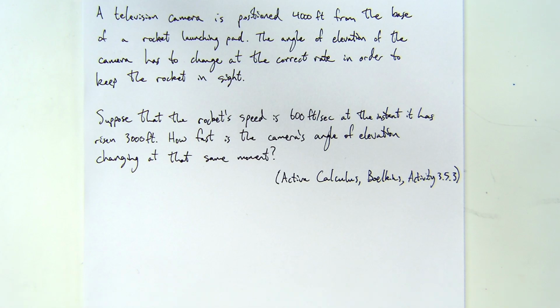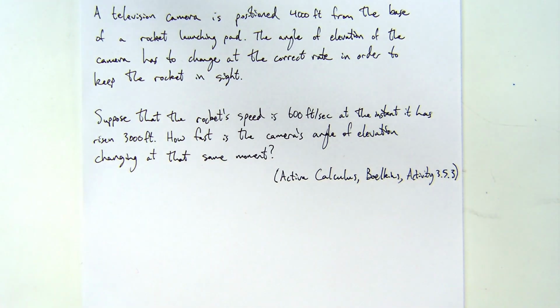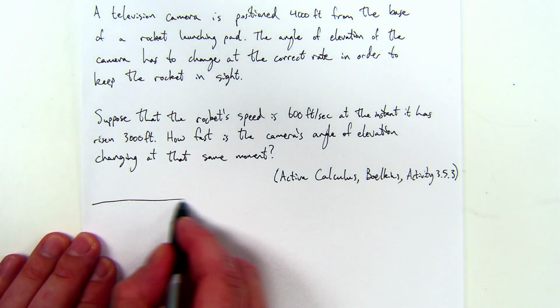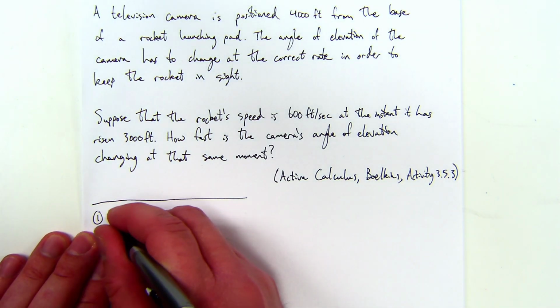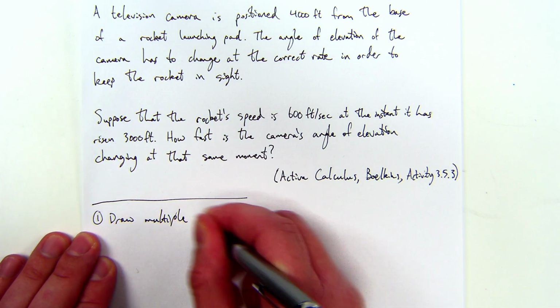All right. So read that through once at least, right? And if you need to, read it through multiple times, because you won't glean everything necessarily on the first read-through. And so how do we approach such a thing? I think the first step after reading multiple times is to draw multiple pictures.